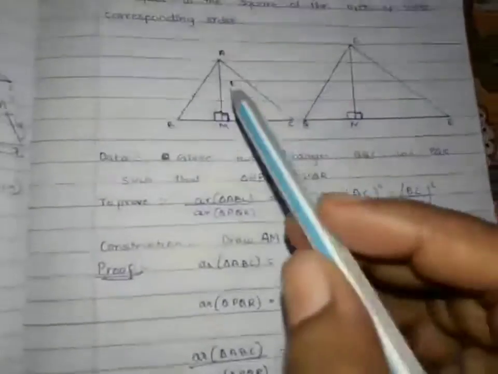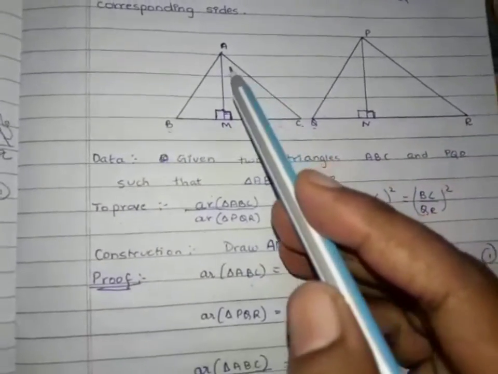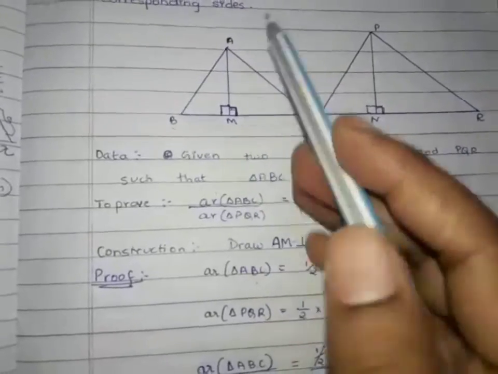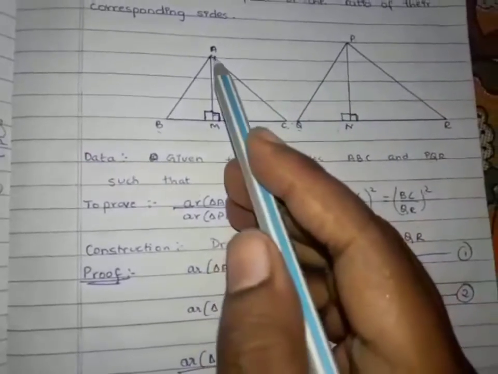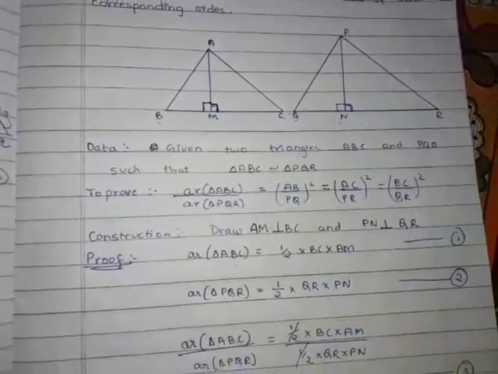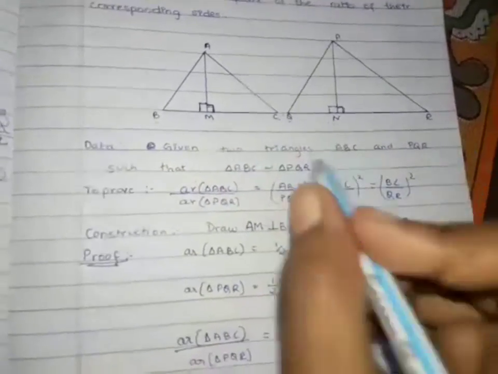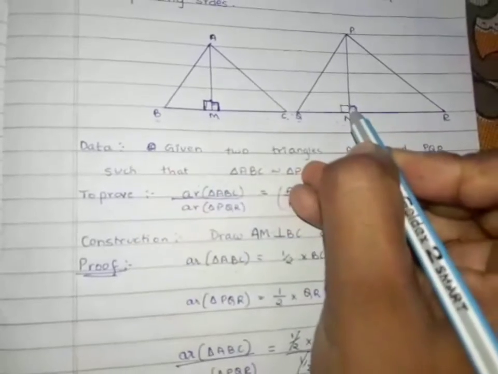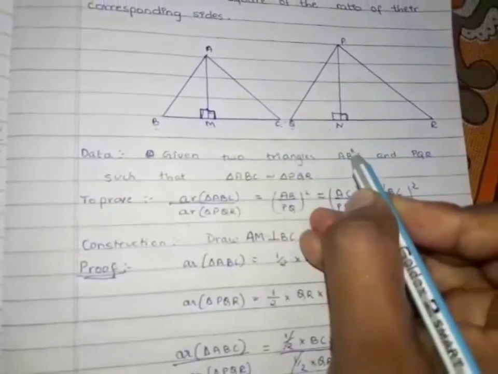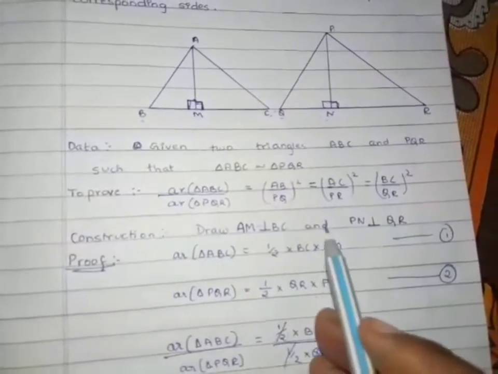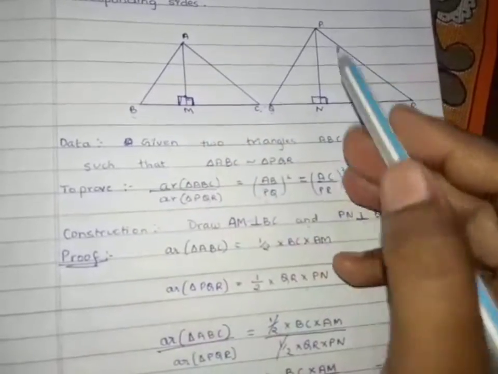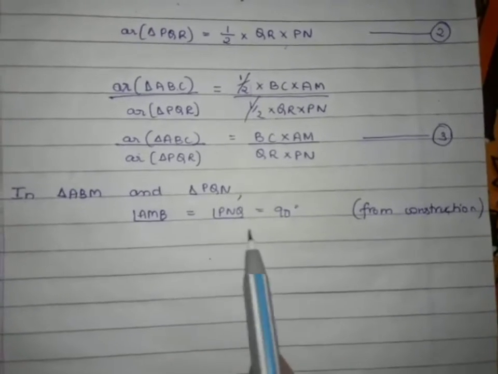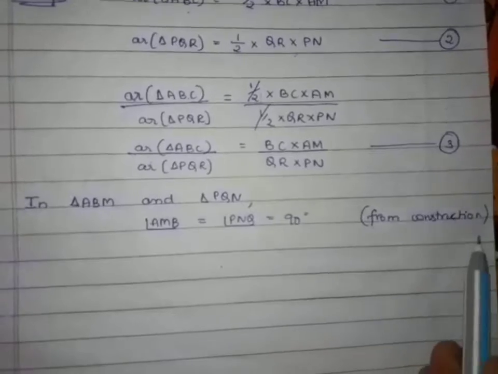Afterwards, now let us consider the remaining smaller triangles. Which are the smaller triangles here? Triangle ABM and triangle PQN. Okay, so now let us consider triangle ABM and PQN. So in the two triangles, see, this is 90 degree. How do we know that? Because we have drawn a line perpendicularly. So from construction, we can tell that angle AMB and angle PNQ are both 90 degree. So let me write it down. Angle AMB is equal to angle PNQ is equal to 90 degree from construction.